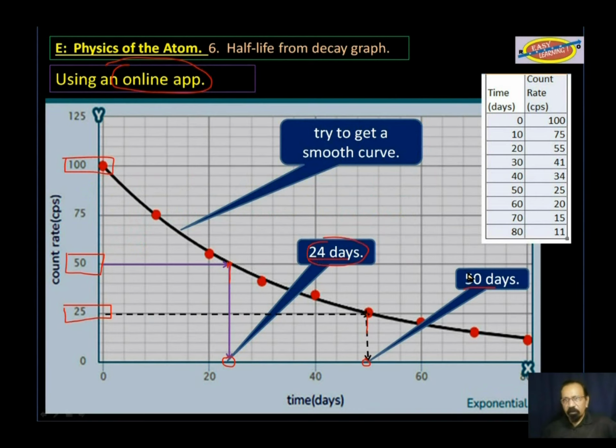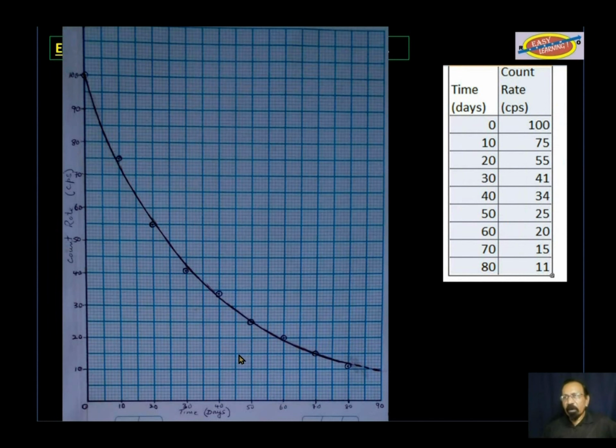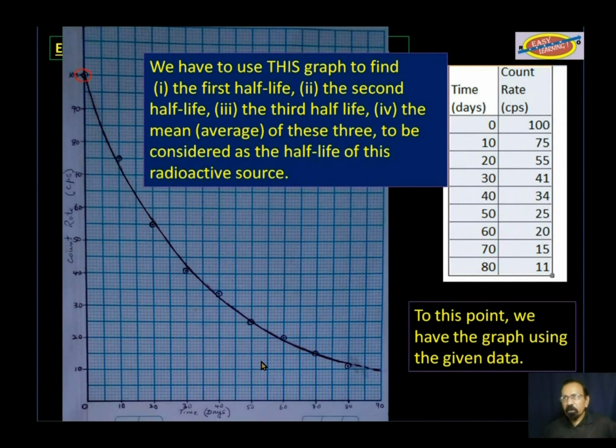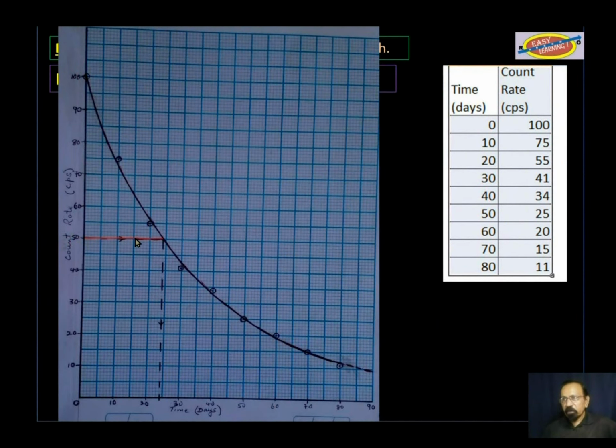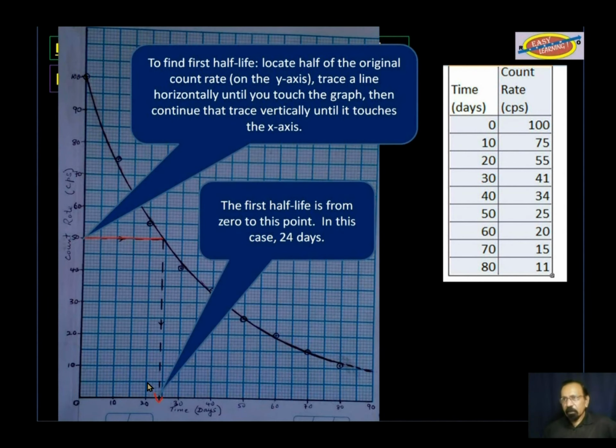The second half-life is 50 minus that 24, which would give us 26 days from here to here. Okay, that was computerized. Let's go back to our graph that we did. To get the first half-life, we will go from 100 to 50. We go across and then come down and we actually get 24 days. That is the first half-life.